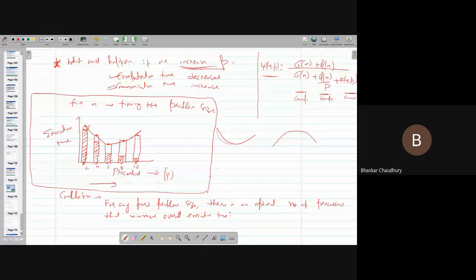Because you will always have this kind of plots, where you change the problem size, then you measure the time, and then make very good conclusions and interpretation, and that is where the learning actually is. So this is the important learning: for any fixed problem size, so first you have to fix the problem size, because if I keep on changing the problem size, I will not get this same plot. So first you have to fix the problem size, and then you can conclude that there is an optimal number of processors that minimizes overall execution time.